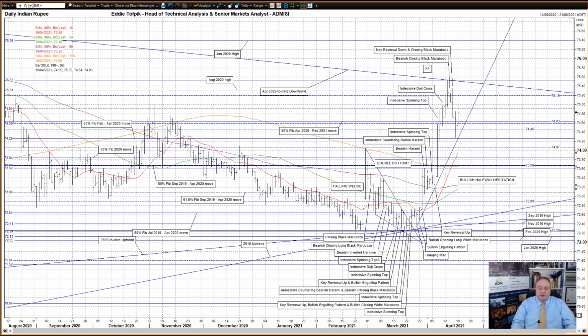US dollar against the Indian rupee. A third bearish black crow on Friday, though not as dramatic as the previous 2 sessions. The fall was halted by the old 50% Fibonacci line of the February to April 2020 move at 74.26, which was interesting as this hardly played a role on the way up.